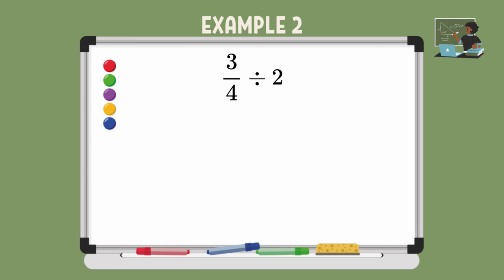Before we start the four-step process of this problem, let's rewrite it. Based on our vocabulary, we know that every whole number can be written over 1. So now that we have two fractions, let's start the four-step process.